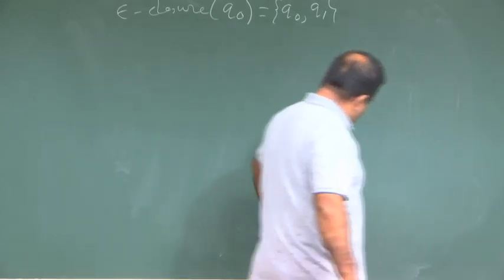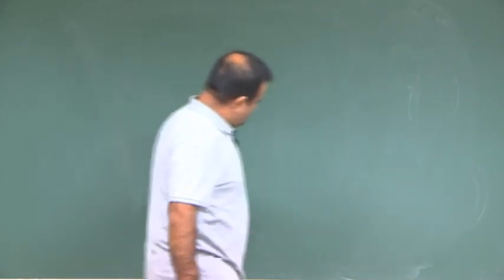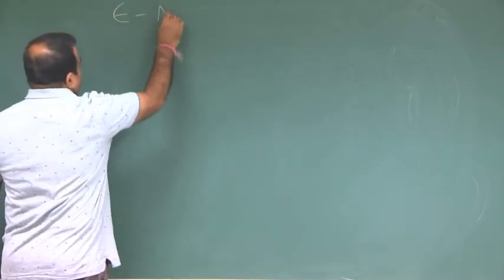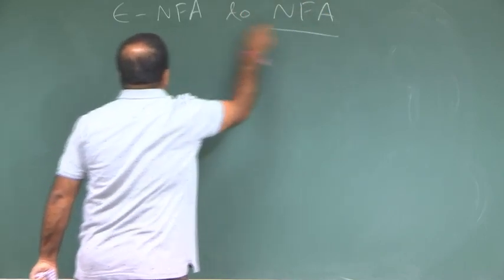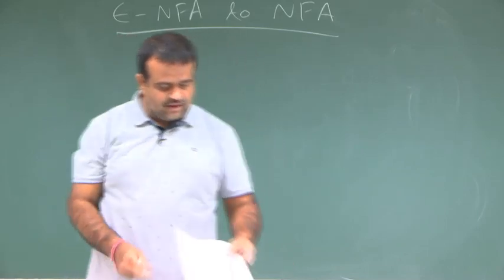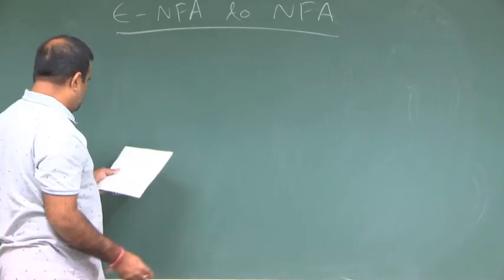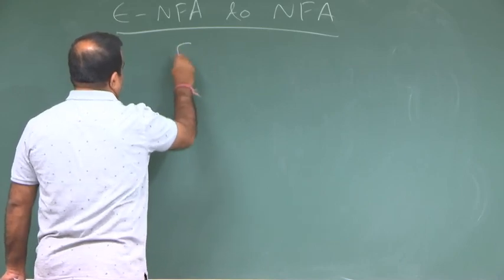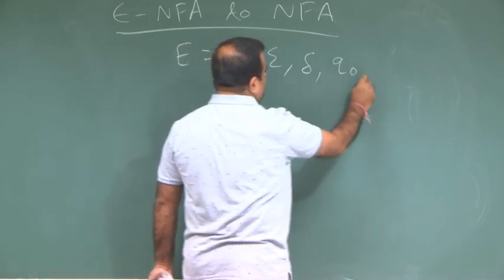So, now we want to see how, given an epsilon NFA, we can construct an equivalent NFA. That is our next target: epsilon NFA to NFA. So, suppose we are given an epsilon NFA M equals Q, sigma, delta, q 0, F.